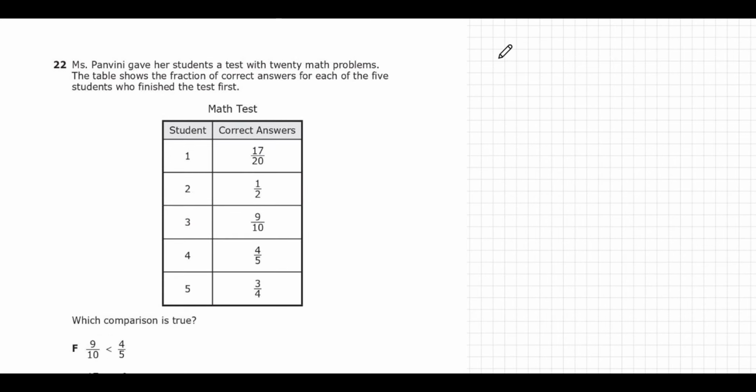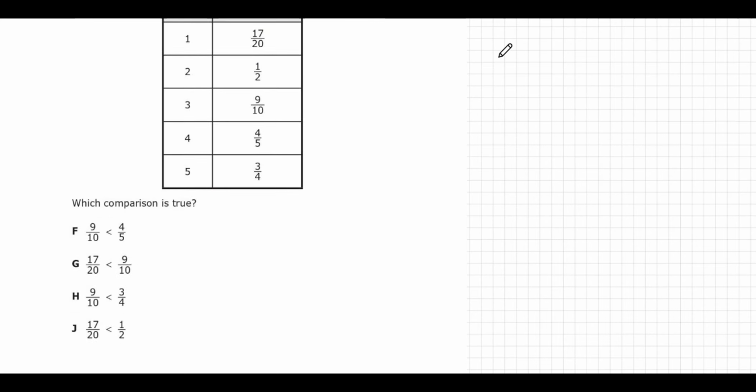Question number 22. Ms. Panvini gave her students a test with 20 math problems. The table shows the fraction of correct answers for each of the 5 students who finished the test first. Which comparison is true? To determine which comparison is true, we need to find a common denominator, which is the bottom number of the fraction that is the same for each fraction listed.